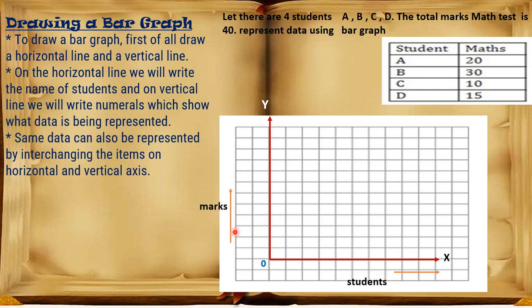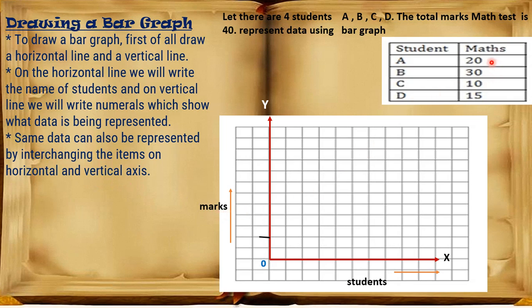We can also interchange these. The values we are representing here as marks on the y-axis, we can represent on the x-axis also. Similarly, the students we are representing here on the x-axis, we can represent on the y-axis also. So the same data can be represented by interchanging the items on the horizontal and vertical axis. Now take a convenient scale on the graph paper.